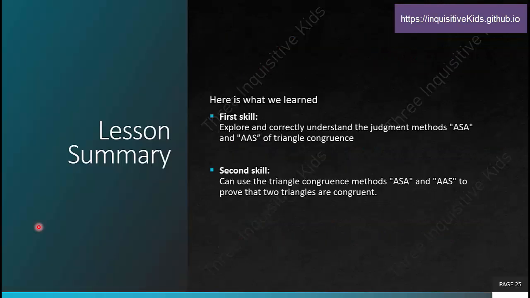And here are the 2 skills we learned today. Explore and correctly understand the judgment methods of ASA and AAS of triangle congruence. Can use the triangle congruence methods of ASA and AAS to prove that two triangles are congruent.